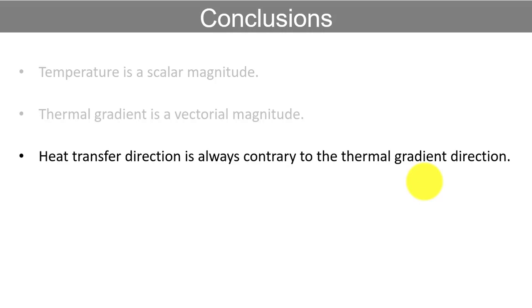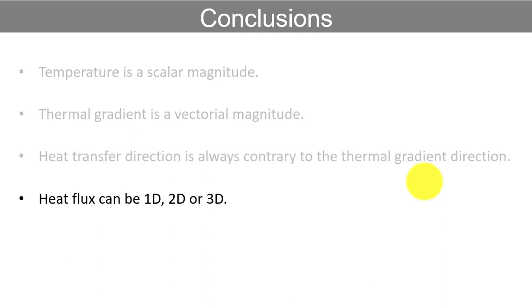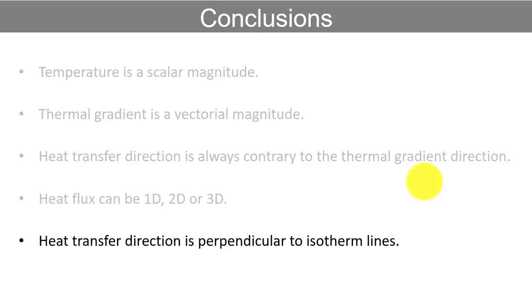Then the heat transfer direction is always contrary to the thermal gradient direction, and we introduce that into Fourier's law of conduction by this minus sign. Then, the heat flux is in general three-dimensional, so it occurs in the x direction, in the y direction, and in the z direction, but it can be simplified into a two-dimensional problem or into a one-dimensional problem. And just the last idea I would like to remark is that the heat transfer direction is always perpendicular to isothermal lines.